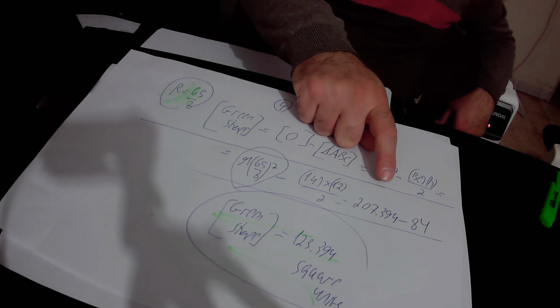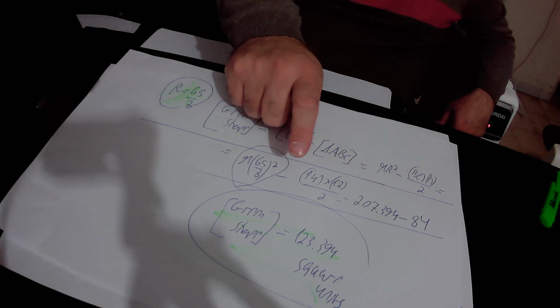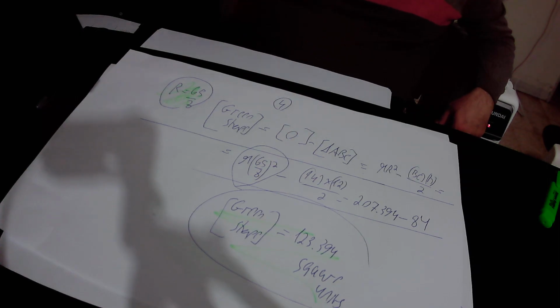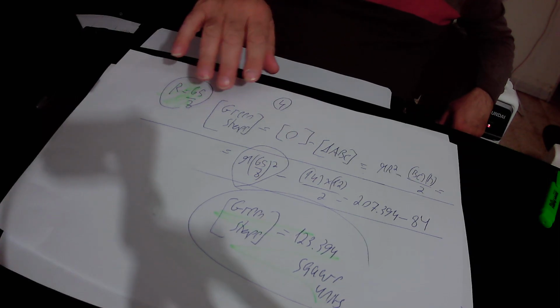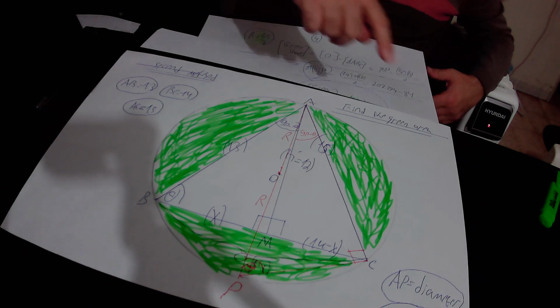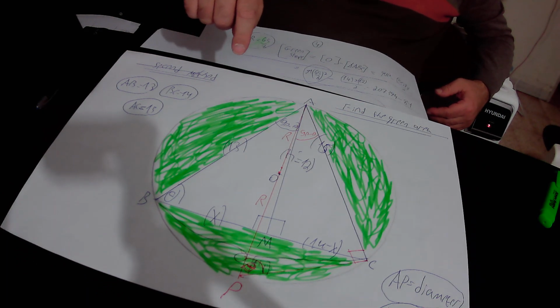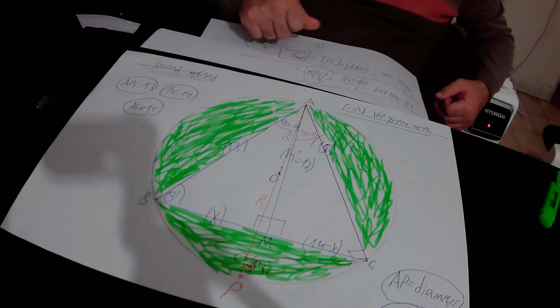207.394 minus 84 equals 123.394 square units. So we actually found, in conclusion, that the area of this green shape in both methods equals 123.394 square units. Okay, thank you very much.